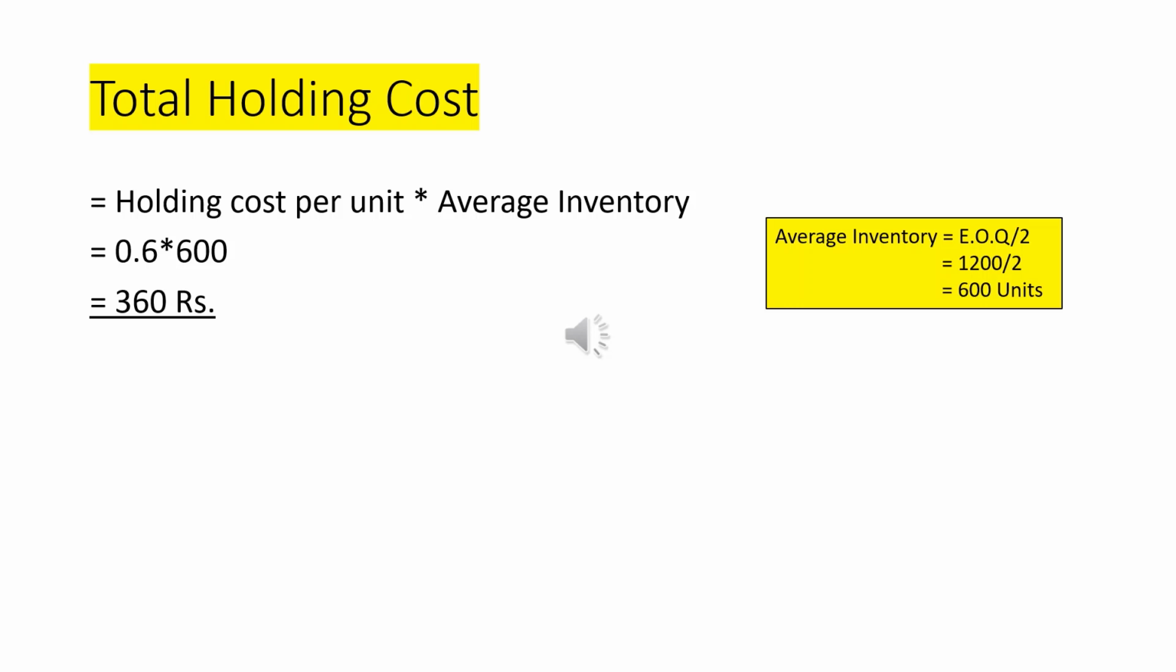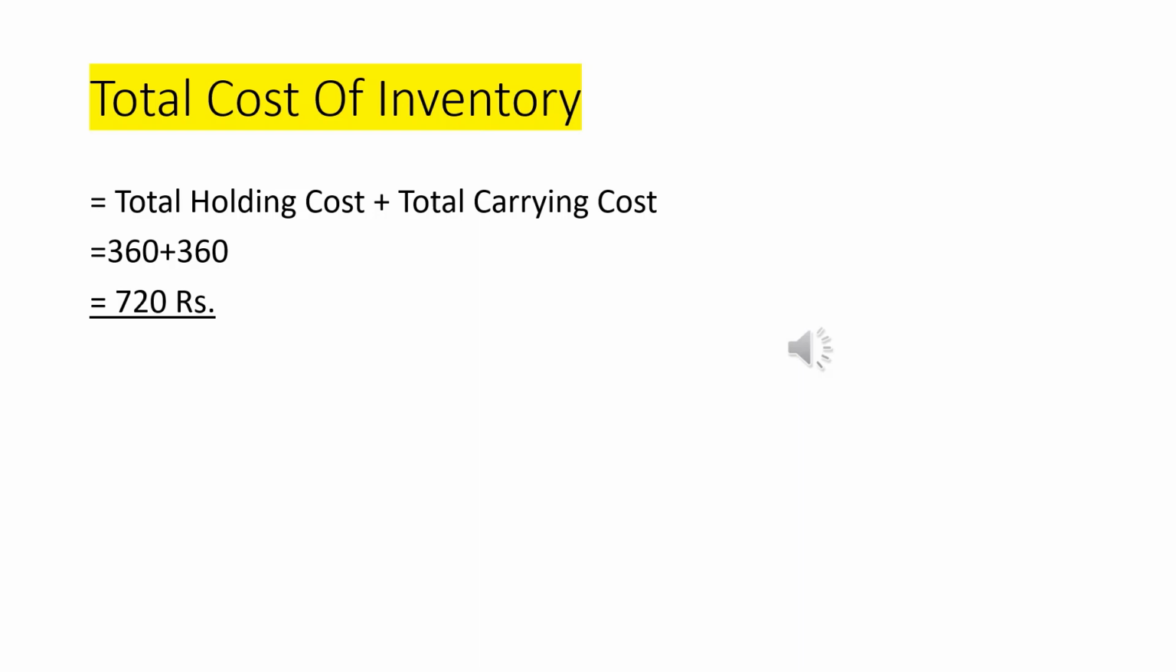Lastly, we will be calculating total cost of inventory. So उसके लिए आपको add करने की ज़रूरत है total holding cost, जो हमने अभी calculate किया, plus total ordering cost that we calculated before it. And in this question, both of these is coming to 360 rupees each. So when we add both of these, that means the total holding cost and total ordering cost, it will give us a total cost of inventory that is coming here to 720 rupees.